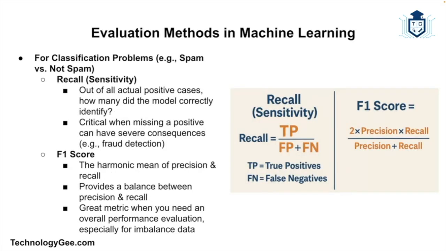So, out of all of the actual positives, how many did the model find? Now, this is important when missing a positive is dangerous, like detecting fraud. Then we have what is called the F1 score, and this is the harmonic mean of precision and recall. Essentially, this balances the two, and this is great when you need an overall performance metric.